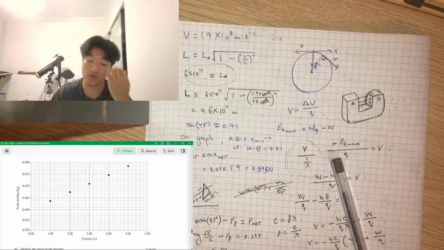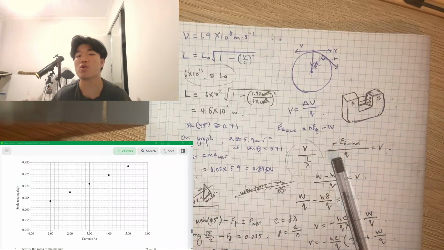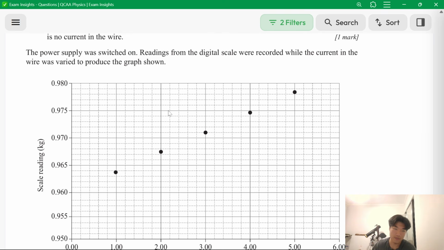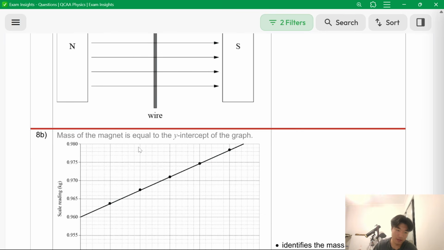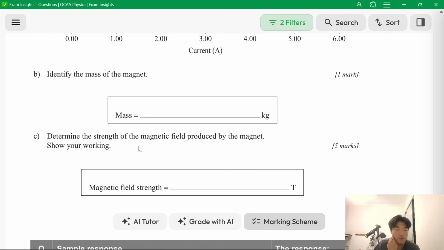Draw the gradient. Find where current is 0, which is the y-axis, the y-intercept. It's going to be like 0.96, right? Come on, this is too easy. Oh, I forgot to change the screen. I apologize. There's going to be a line kind of going like that. So based on the line of best fit, it would be around 0.96 kilograms, which I believe is the answer. Yeah, y-intercept 0.96. Okay. And then part C is where the majority of the marks in this last question are.